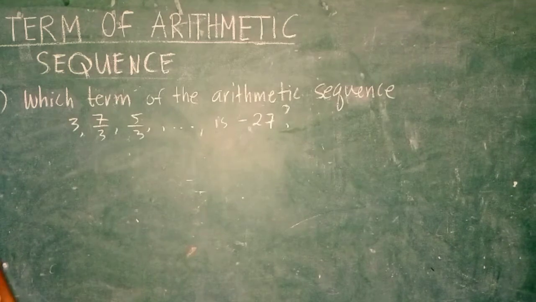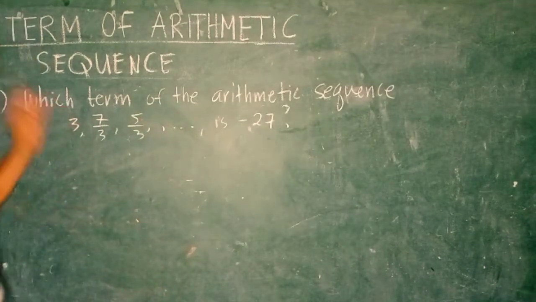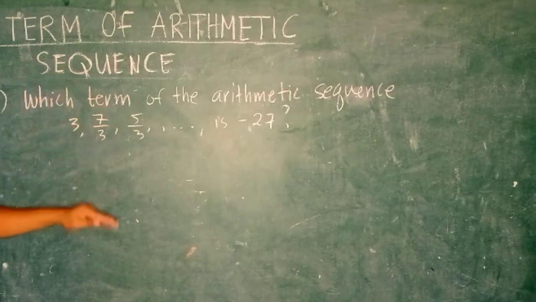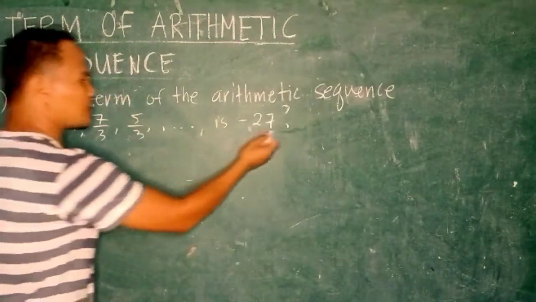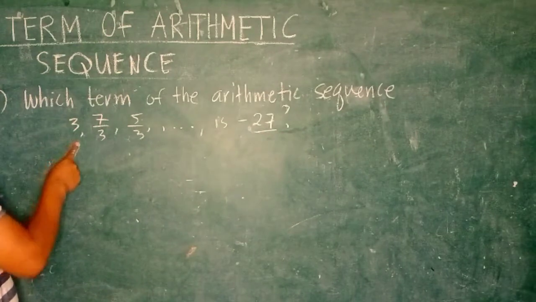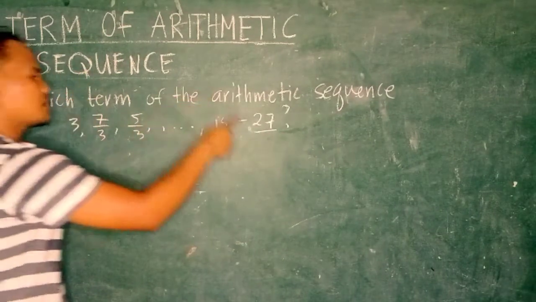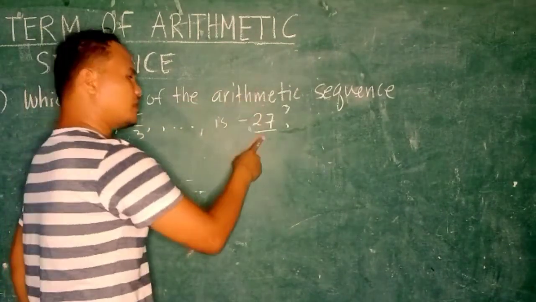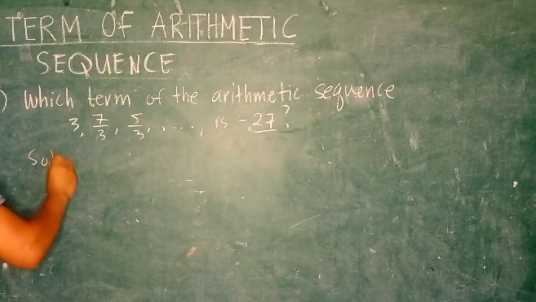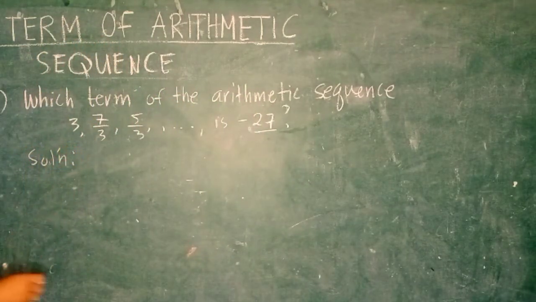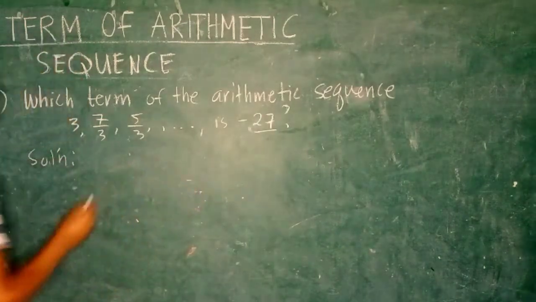Okay, example number 7. Which term of the arithmetic sequence 3, 7 over 3, 5 over 3, and so on is negative 27? So, the question is which term it is. Is it the first term, second term, third term? Where is it? Is it the 6th term, 7th term, 8th term? So, let us use the formula of arithmetic sequence.